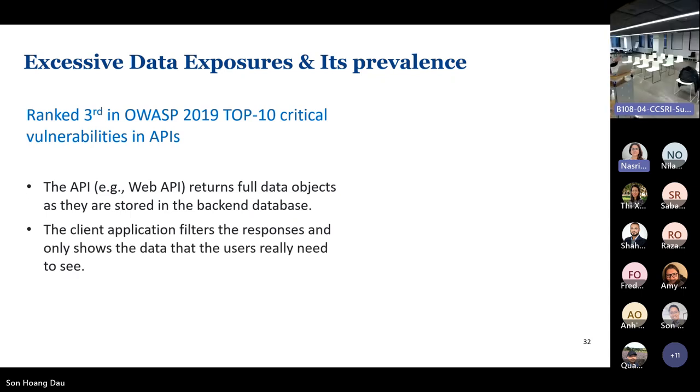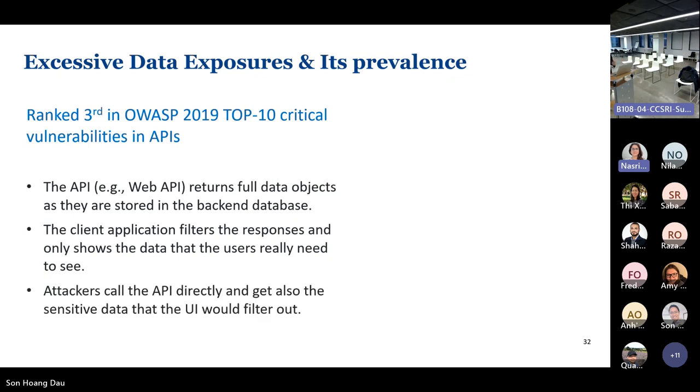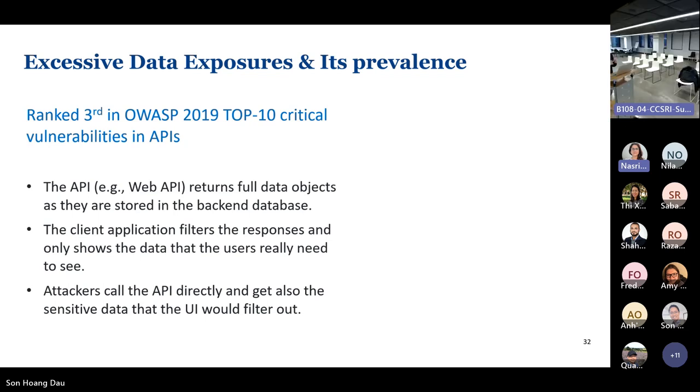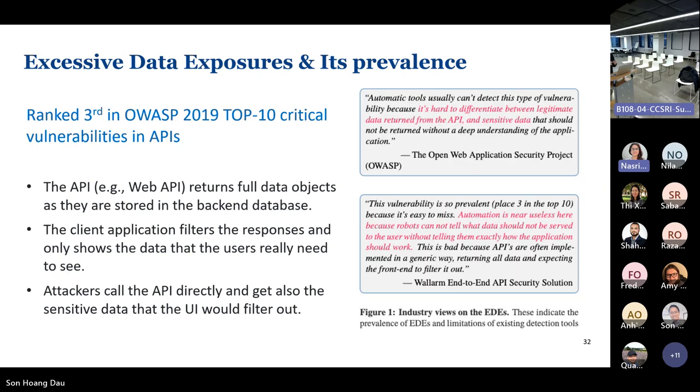And the client app tries to filter out some information and not show it to the normal user, right? But the attacker calls the API directly and gets all the sensitive data that the UI would filter out. So this is the definition of excessive data exposure. It's exactly what happened to the former prime minister, right? And this is the definition, but in fact, there was no tool, at least to the best of our knowledge, that can effectively detect this problem automatically.